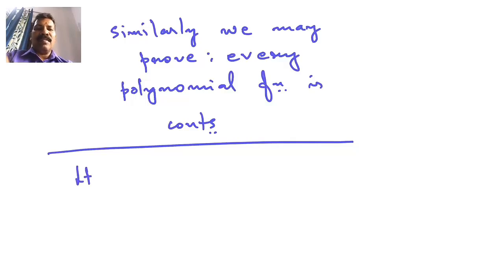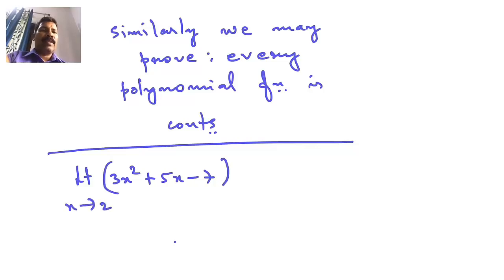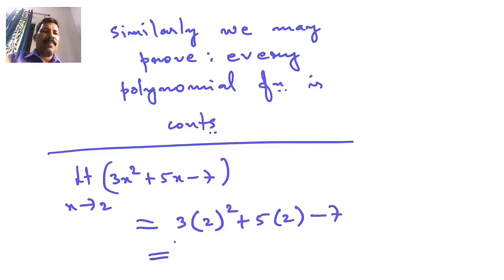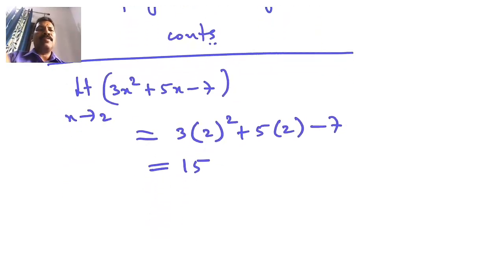You were doing limit computation in 11th class like this. For example, limit of 3x squared plus 5x minus 7 as x tends to 2. Can you recollect the method you adopted in 11th class? It was nothing but substituting: 3 into 2 squared, plus 5 into 2, minus 7, and computing, that is equal to 15. So actually, how can you justify this operation?